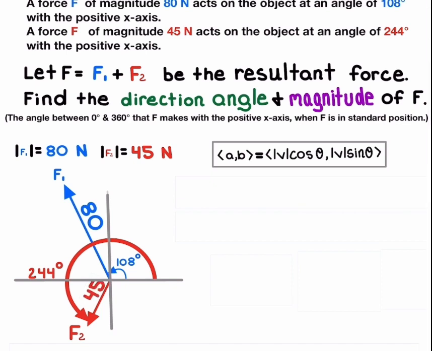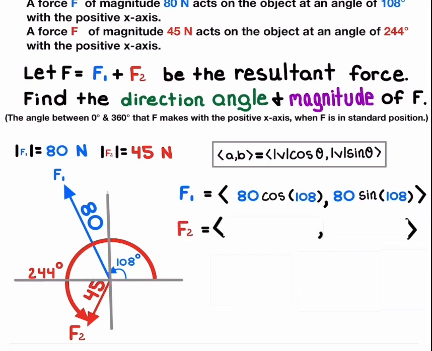I've written the formula for writing a vector in component form in the rectangle. For F sub 1, we want to substitute 80 for the magnitude and 108 for theta. And for F sub 2, we want to substitute 45 for the magnitude and 244 degrees for theta.